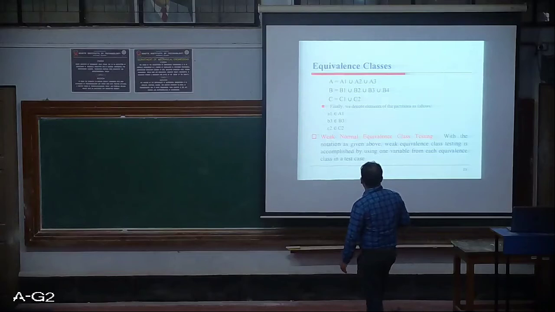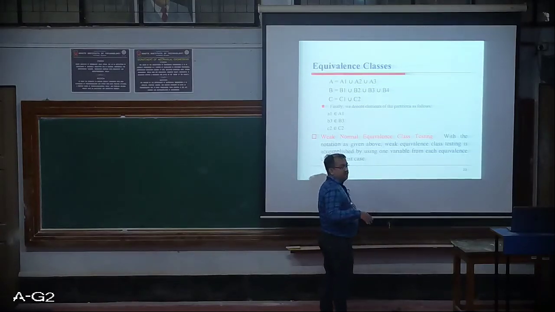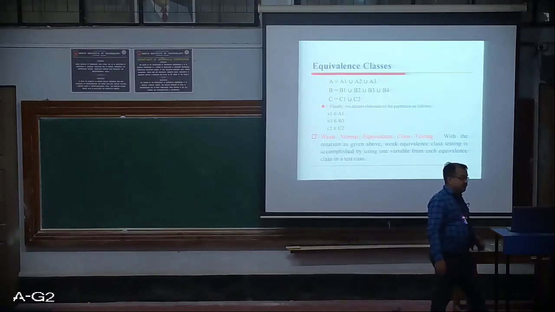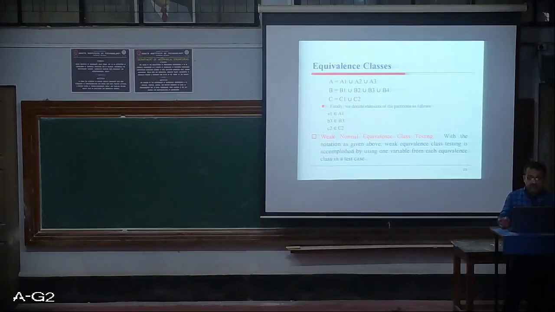First we will discuss weak normal equivalence class testing. What is called weak normal equivalence class testing? Weak normal equivalence class testing is accomplished by using one variable from each equivalence class in the test case. So we pick only one variable, like A1 belonging to the A1 subset. So from each equivalence class to generate the test case, we take exactly one input value.